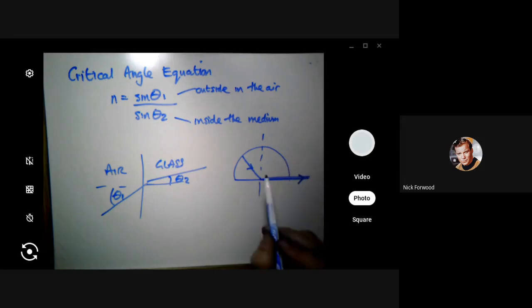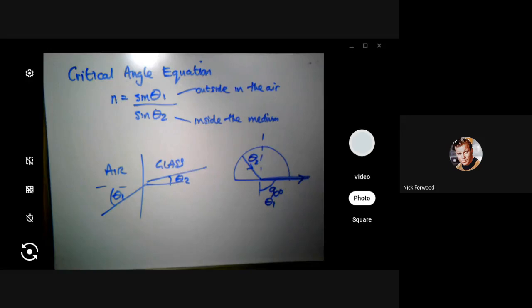So this, the angle in the glass inside, is theta 2. And this angle here, from the normal right round to the ray, is 90 degrees. This is 90 degrees as well, because the angle on a straight line is 180 degrees. So theta 1 is 90 degrees.